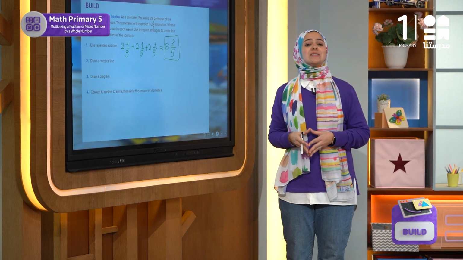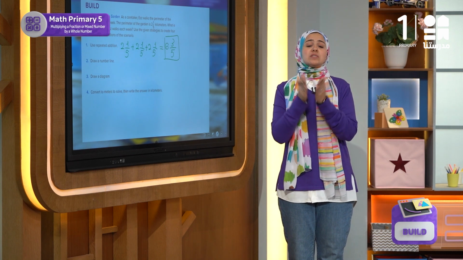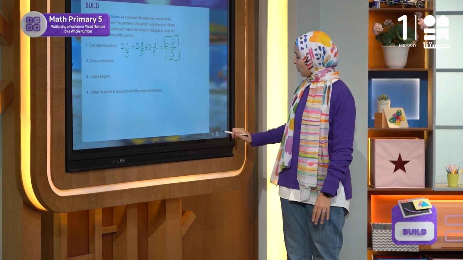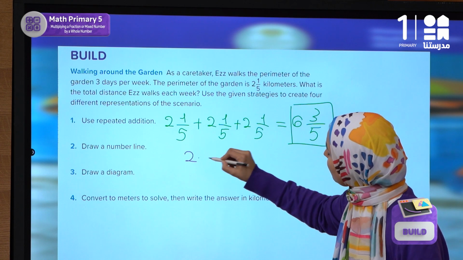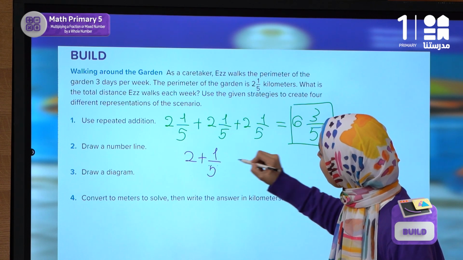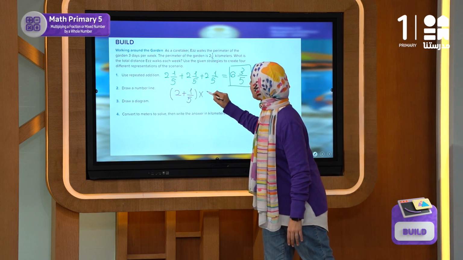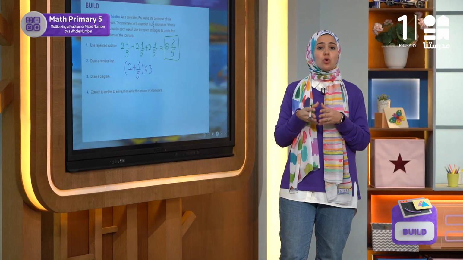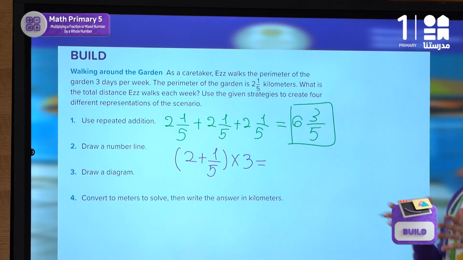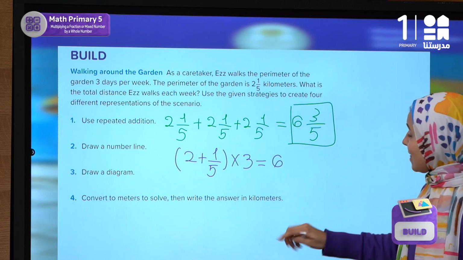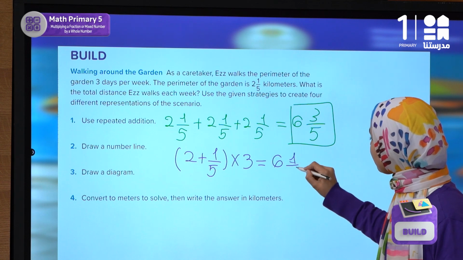It was possible to use the distributive property in multiplication. That is, to decompose the 2 and 1/5. Let's write it. I can take the 2 and 1/5 as 2 plus 1/5. Then I'm going to multiply it by 3, which means I'm going to multiply 3 first by 2, which is going to be 6, and then 3 times 1/5, which will be 3/5.